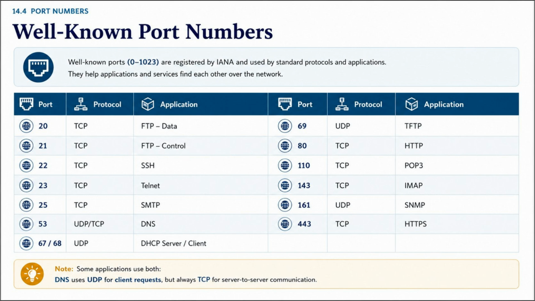Reference table of well-known ports worth having students memorize or keep handy. FTP, 20 and 21, SSH, 22, Telnet, 23, SMTP, 25, DNS, 53, DHCP 67 and 68, TFTP 69, HTTP 80, POP3 110, IMAP 143, SNMP 161, HTTPS 443. Point out DNS uses UDP for client requests, but always TCP for server-to-server communication, one of the few apps that uses both protocols.